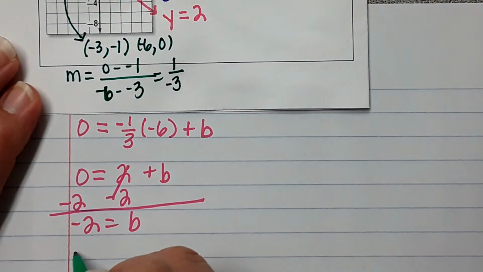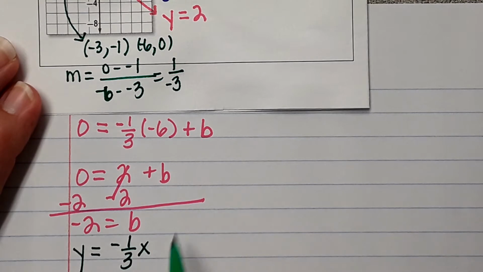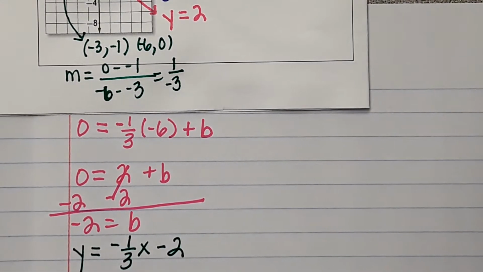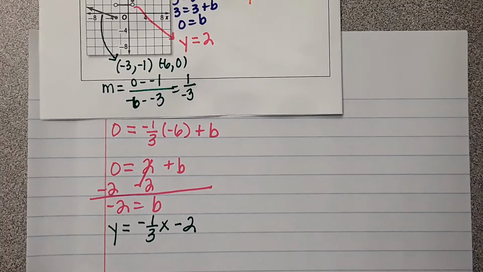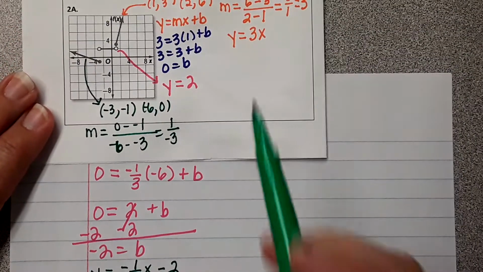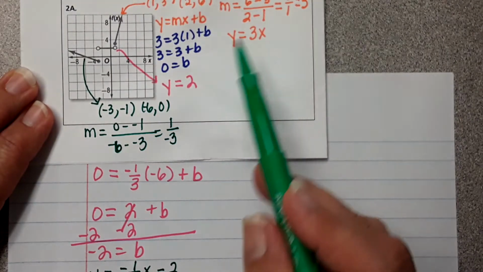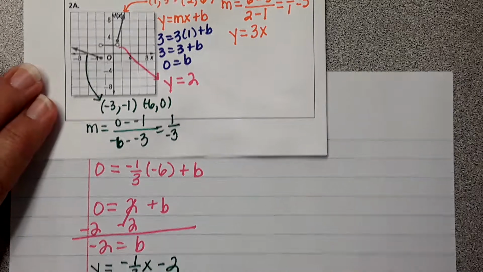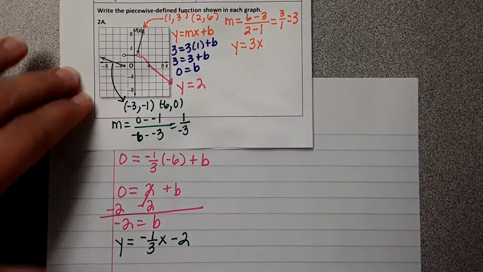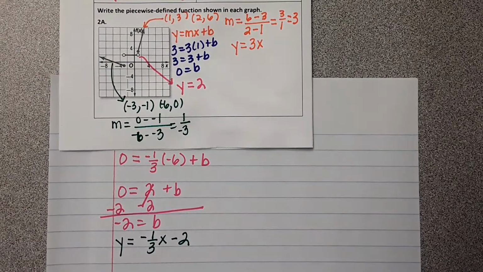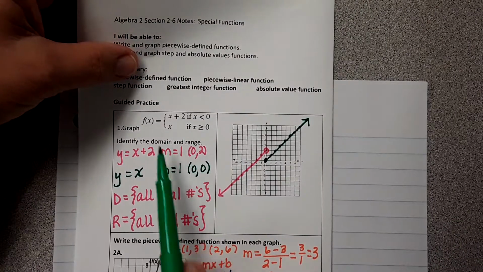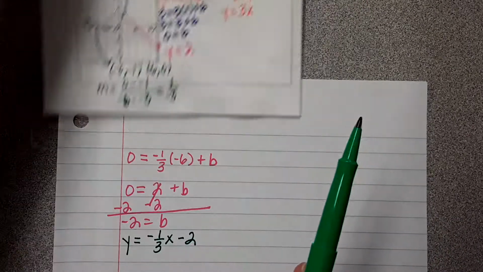Okay, so this equation would be y equals -1/3 x minus 2. So now we have 3 equations, right? We have y equals 3x, y equals 2, and y equals -1/3 x minus 2. Now what we need to do is write this thing like it was written for us in number 1.